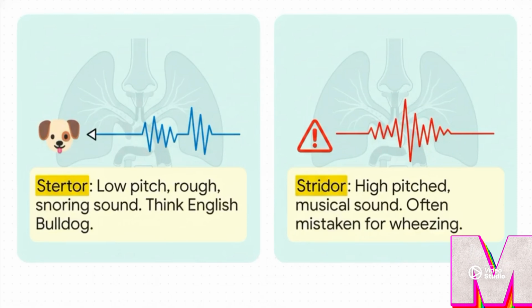But if the issue is a bit lower, down in the larynx or trachea, you get stridor. This is a high-pitched, musical, harsh sound. And here's the kicker. Stridor is super often mistakenly dismissed as asthma wheezing. But it actually points to a serious upper airway compromise that needs immediate drop-everything action.